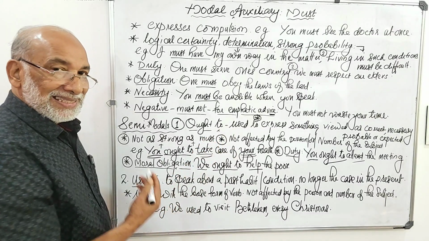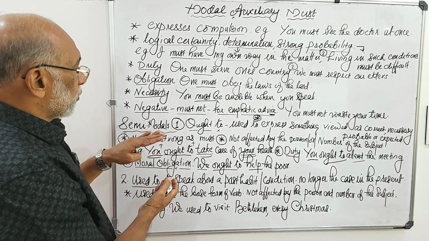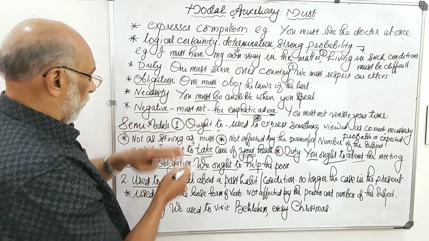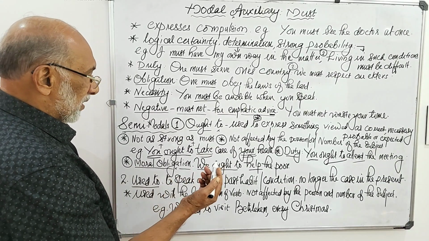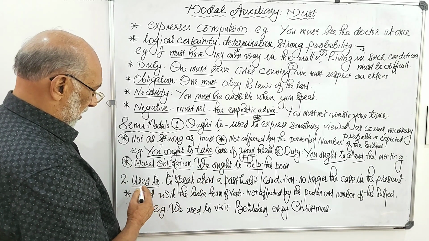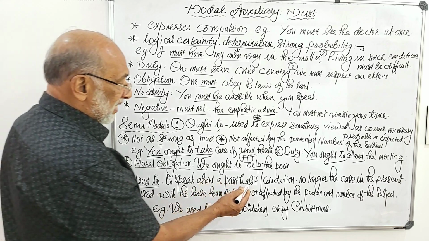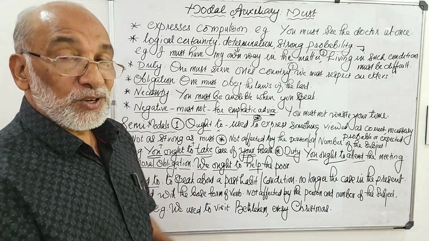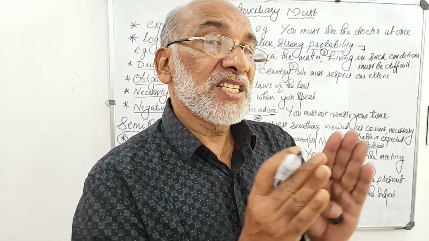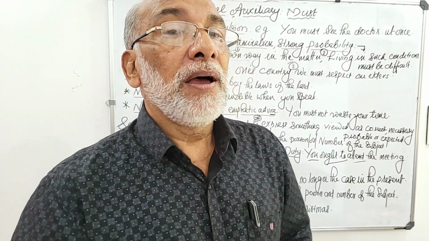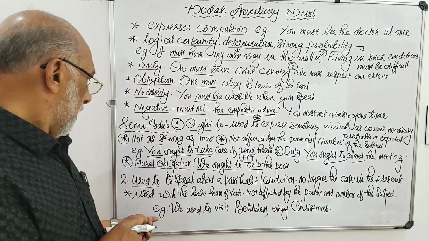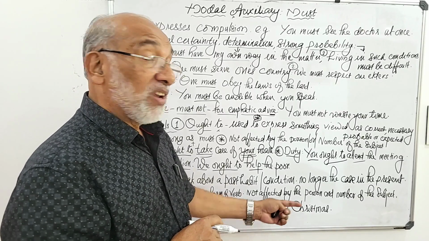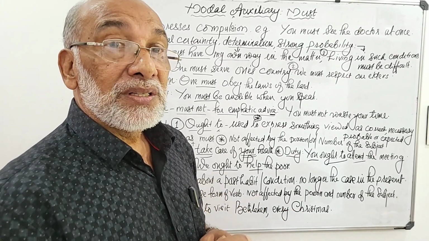Now the last one, that is used to. Used to is having the same nature as that of ought to. Okay, but in the uses, there is some difference. Used to speaks about a past habit or condition, no longer the case in the present. So we are speaking about the past. It is not relevant to the present. See the example. We used to visit Bethlehem every Christmas.